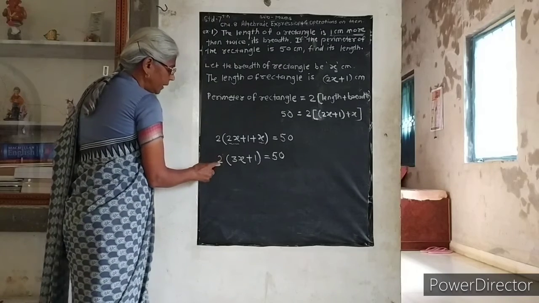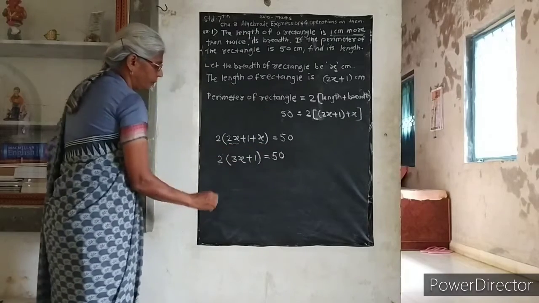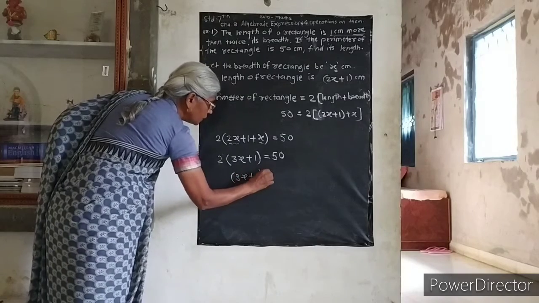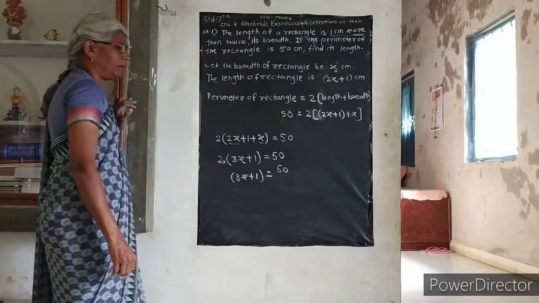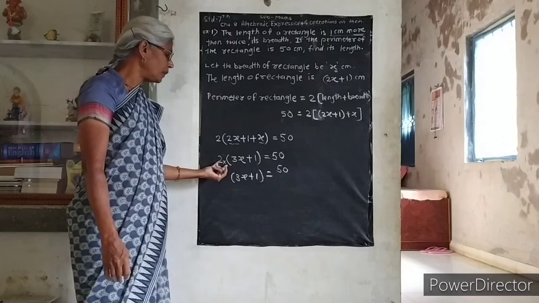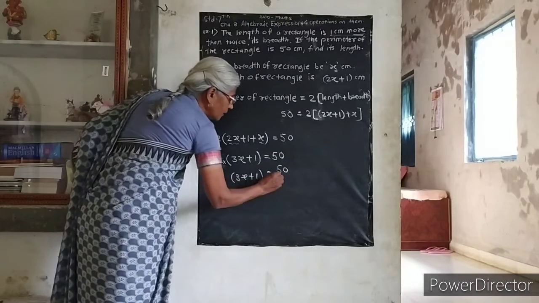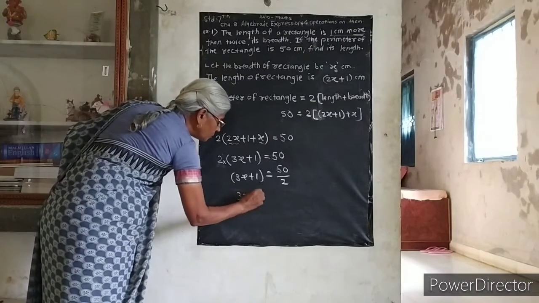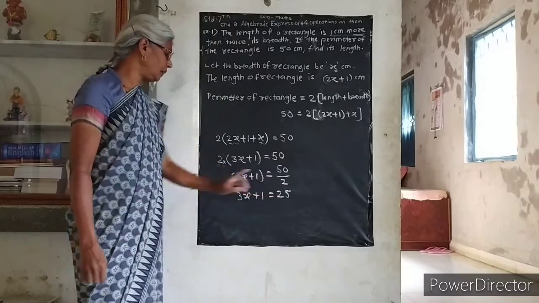Then we can transfer 2 from LHS to RHS. 3x plus 1 is equal to 50. 2 is a multiple of that bracket. The relation changes when any term is transferred from LHS to RHS. So we divide 50 by 2. Then we get 3x plus 1 is equal to 25. 50 divided by 2, we get 25.